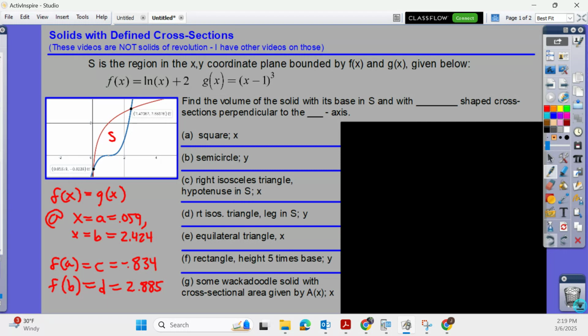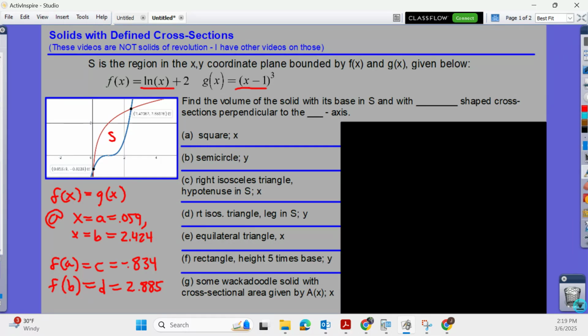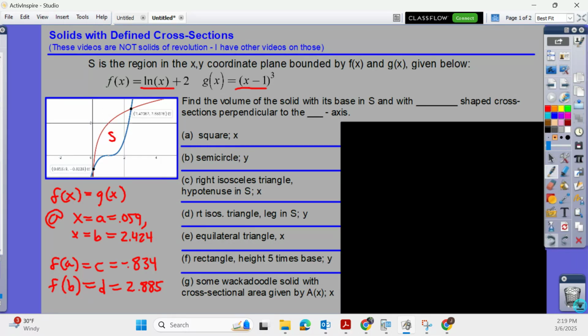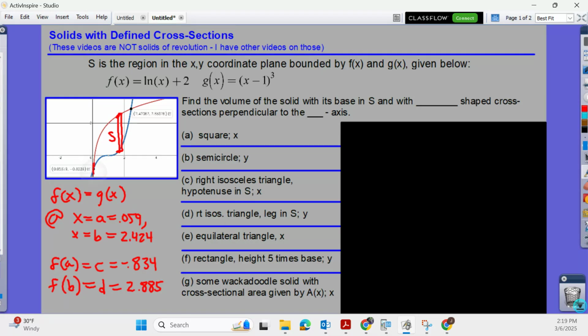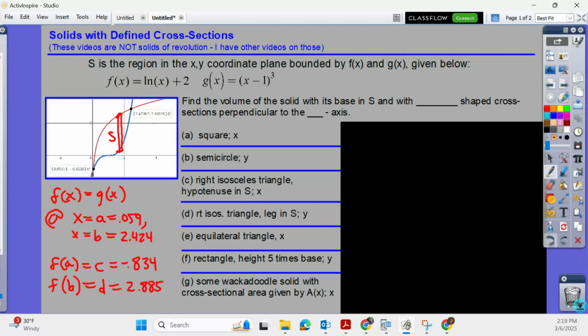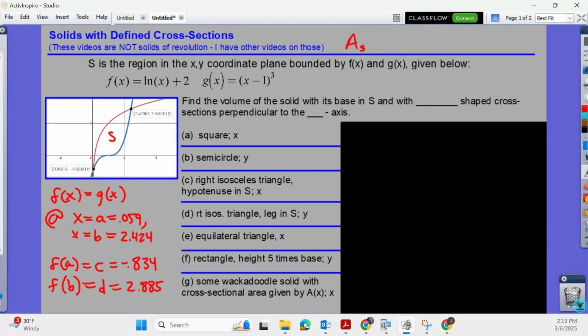You could solve both of these equations for x in terms of y and go with horizontal cross sections, or we can use the functions as given and just do f of x minus g of x to get that vertical distance between them and integrate it from A to B. And since that's already set up to go, if I was asked for the area, that's what I would do. I'd just do the easiest thing. So here, I'll write that down. The area of region S is the integral from A to B of f of x minus g of x dx.